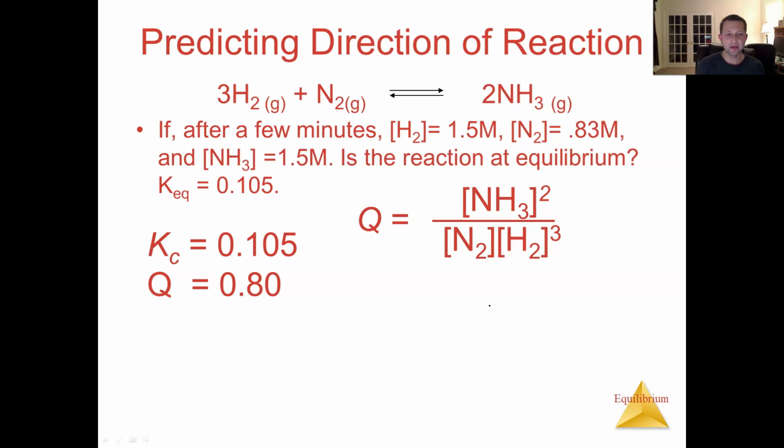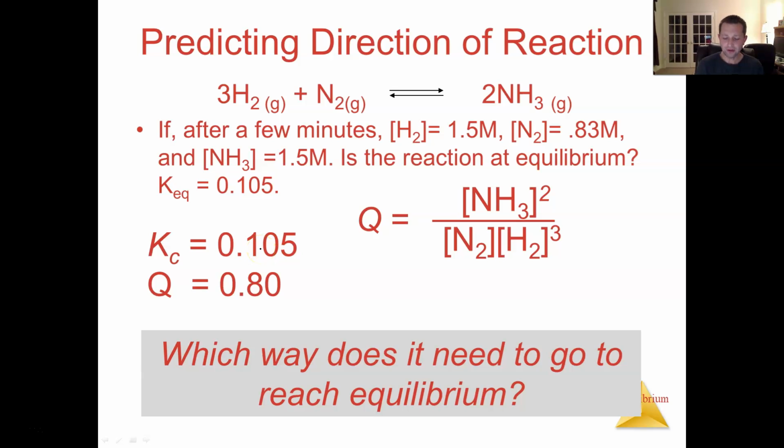So again, quick recap here, Kc is 0.105, same as KEQ, and Q is 0.80. So clearly Q is way greater than Kc right now. So what does that really mean here? If Q is greater than Kc, that means your ratio here is definitely too big.